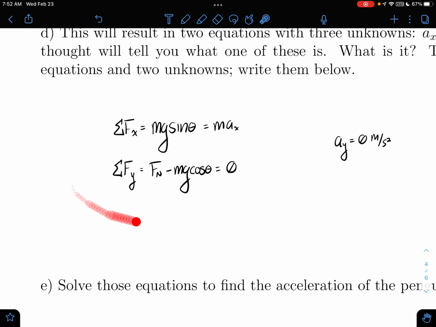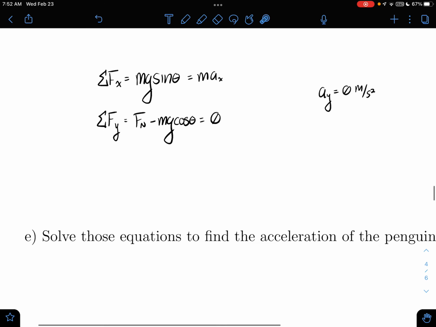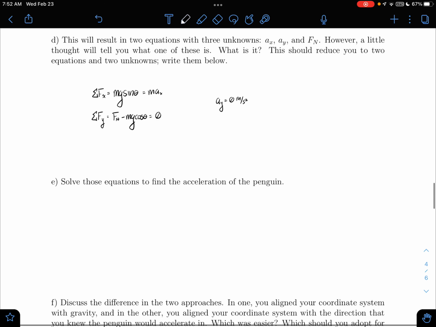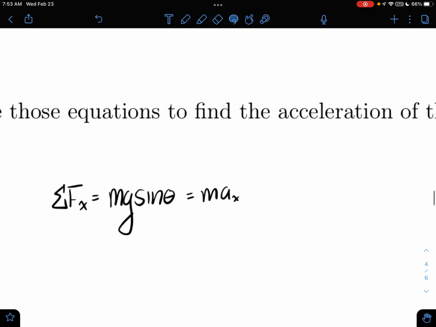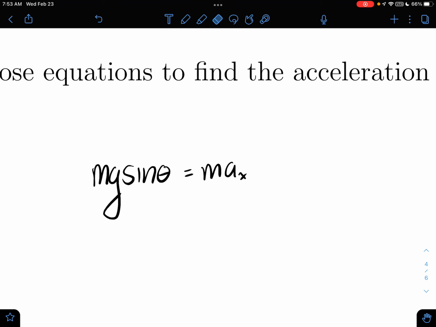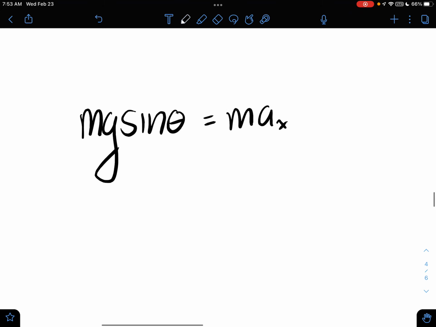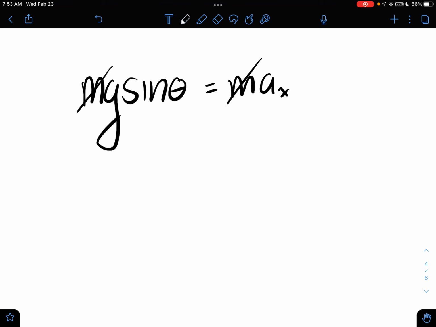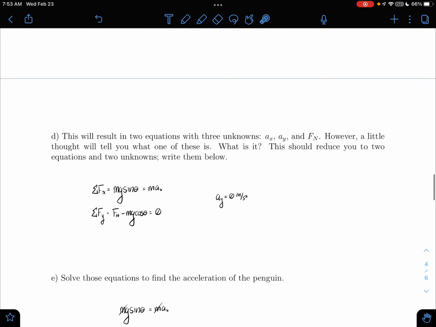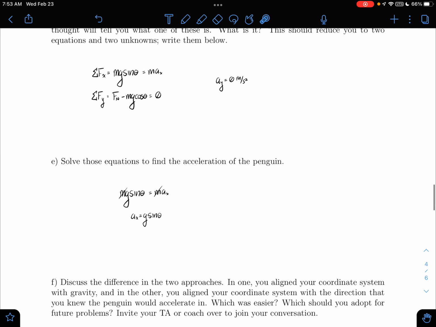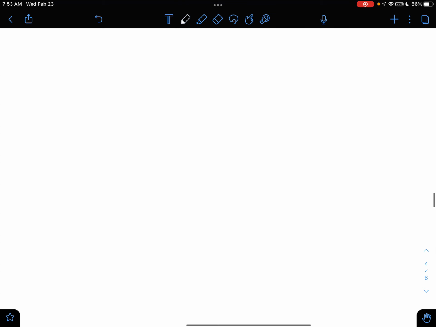Now we have 2 equations, 2 unknowns. Okay? So now we solve the equations to find our acceleration of our penguin. And it's actually pretty magical because we don't even need the second equation, right? Since there's no normal force in here, if I divide out by m again, AX is our g sine theta. And since we said our acceleration in the y direction is 0, to find our magnitude of our total acceleration, I have the x component and I have the y component, so we add them together.